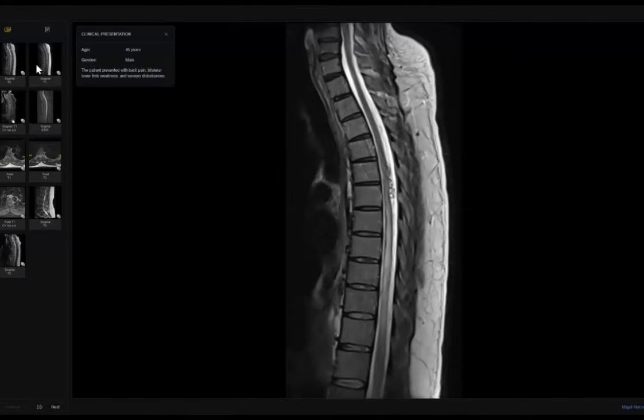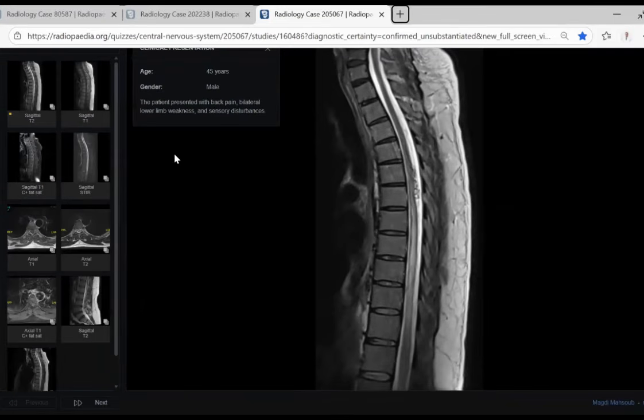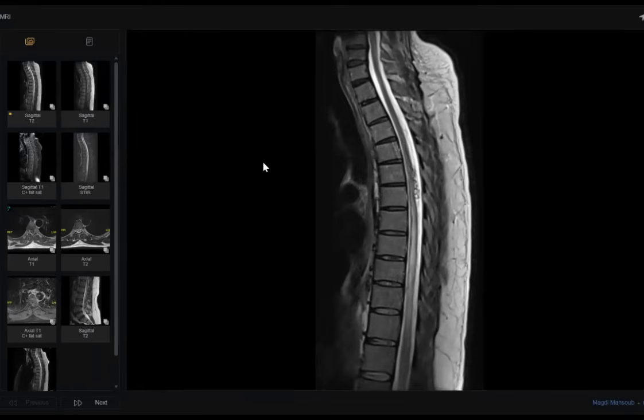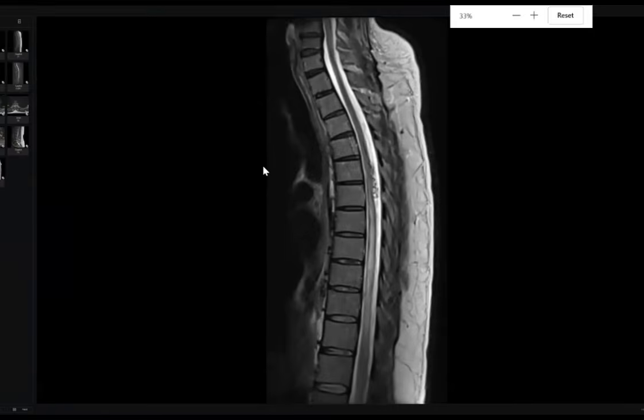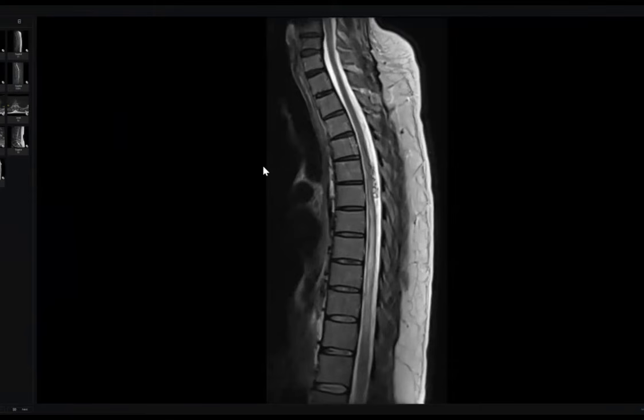Doctor, this is a 45-year-old male patient presented with back pain and bilateral lower limb weakness. Go on. Okay, so I'm presented with an MRI of the spine for a 45-year-old male with back pain and lower limb weakness. I would like to have a general look before starting my comments.